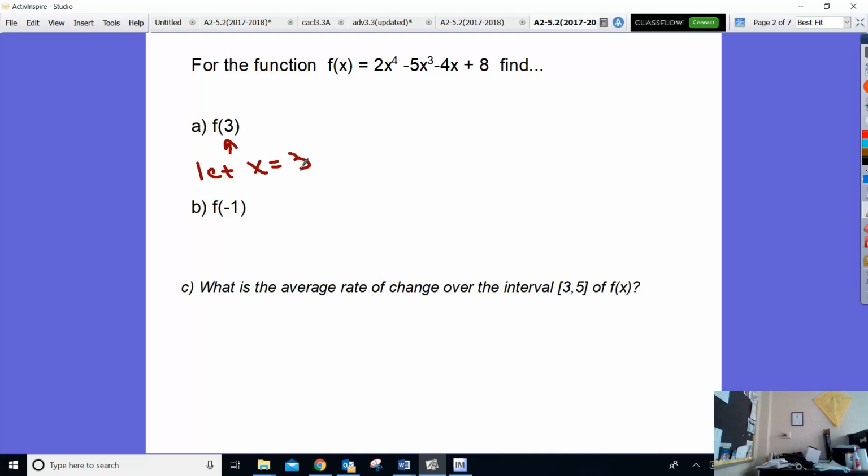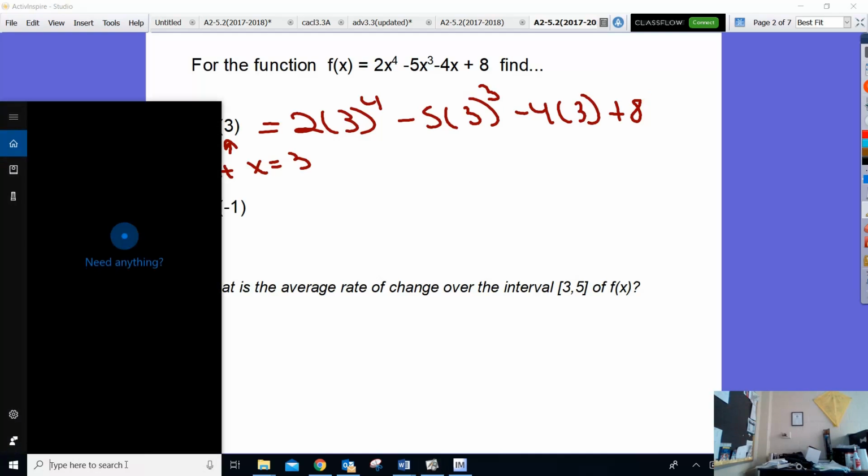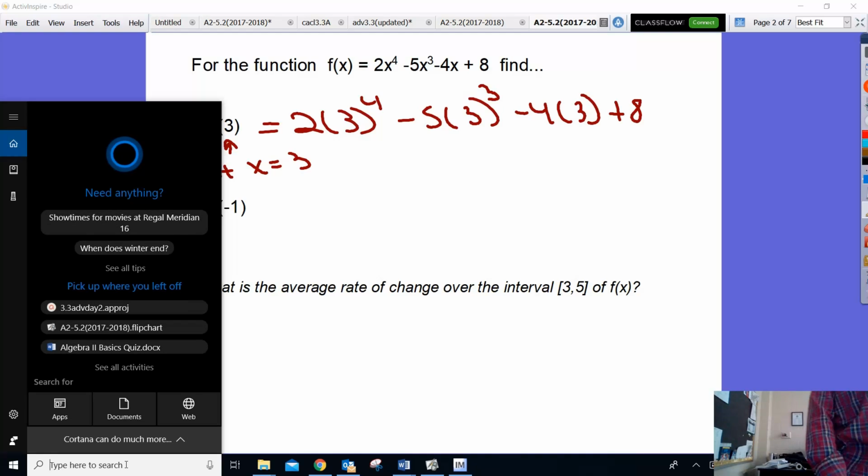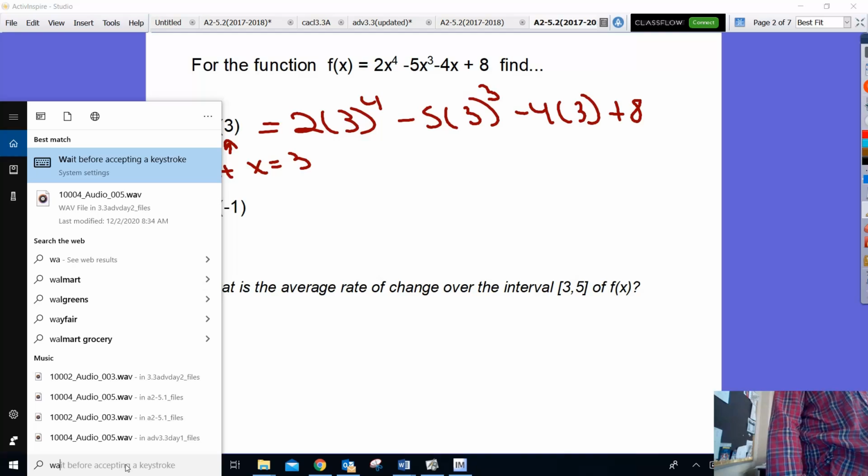Now, on your homework, I realize you're going to use technology to do it. You better write it out. It's not too much to ask. 2 times 3 to the 4th minus 5 times 3 cubed minus 4 times 3 plus 8. Ain't nobody asking you to figure it out in your head, kids. You know what 3 to the 4th is? No. 81. But you've got a calculator. Use it. And please use the storage feature. Makes it so much easier.